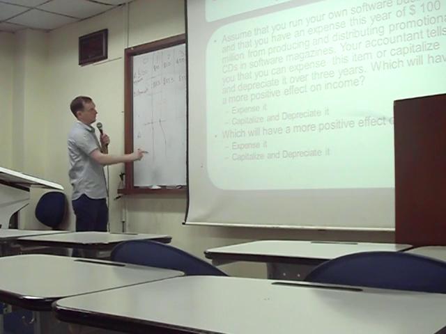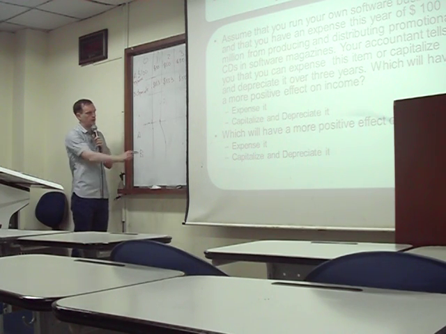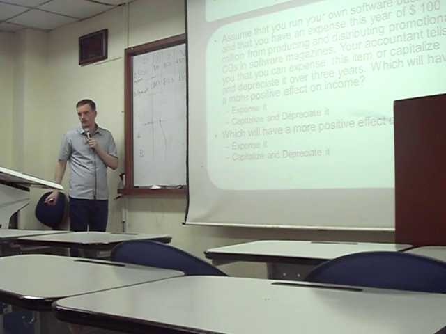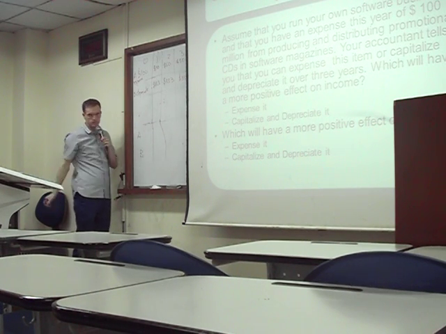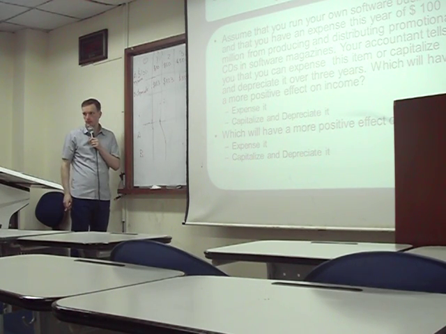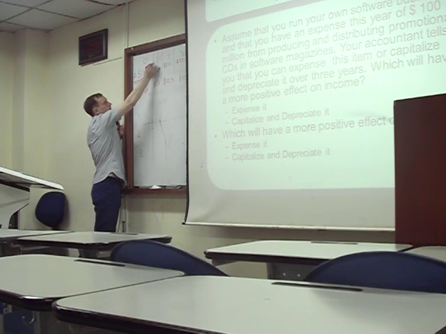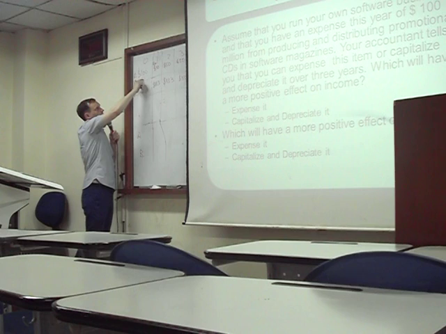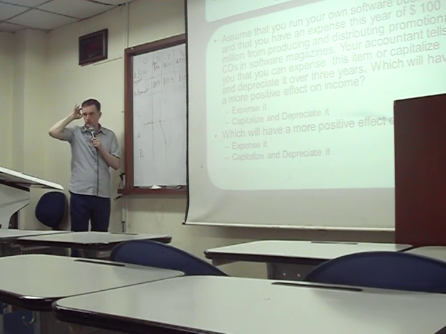What's the income going to be? Yes, in year one, net income. Minus 50, an expense. Is the income going to be minus 50? Why minus? This is revenue here at the top, and this expense was in year zero. So we have revenue of 50 every year.